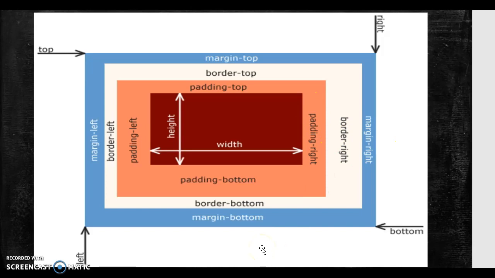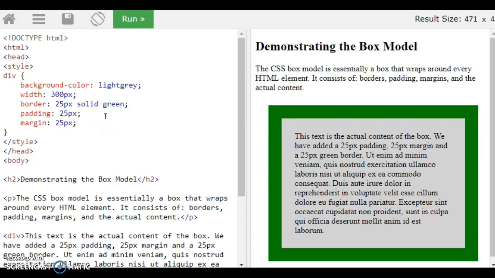So that's the continuation of my presentation. I'm gonna introduce you with an example, right? So here is the example, guys, that I found, and I really enjoy how this example has the description of the box model. And let's remember what it is. The box model is essentially a box that wraps around every HTML element. It consists of borders, padding, margins, and the actual content. So this is our actual content, this is our padding, this is our border, and this is our margin, right?